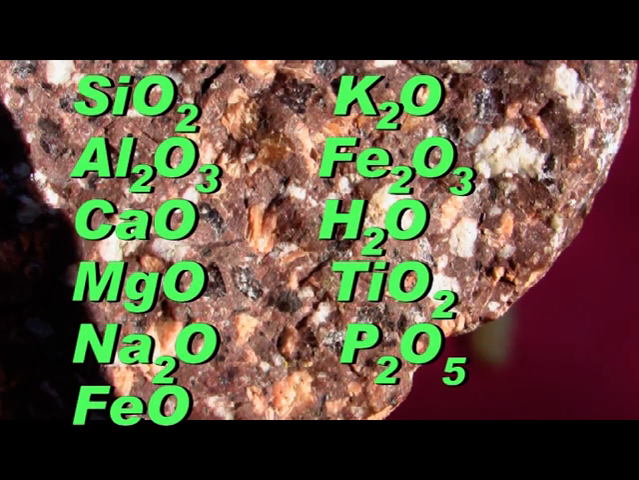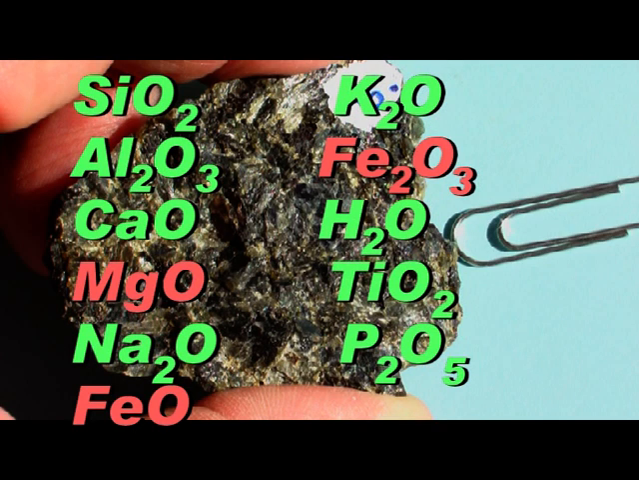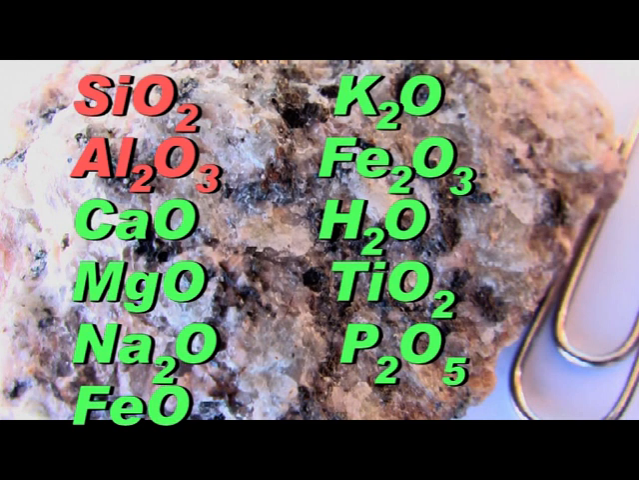Geologists are certainly aware of this. They learn to analyse rocks in terms of the percentages of the various oxide compounds that they contain. Dark igneous rocks, such as gabbro, contain more iron and magnesium oxides. Light-coloured igneous rocks, such as granite, contain more silicon and aluminium oxides.